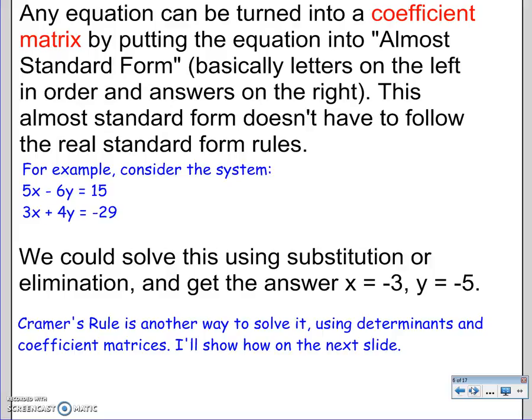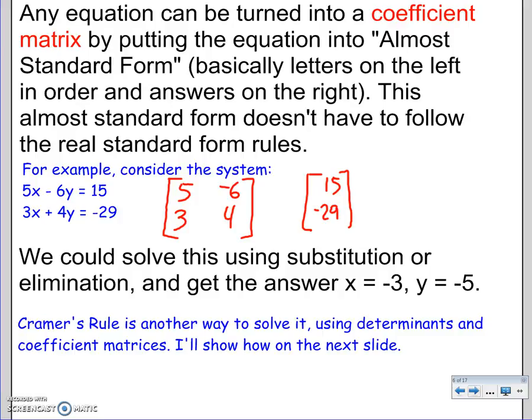Alright, so there's my system: 5x minus 6y equals 15, 3x plus 4y equals negative 29. We could solve this using substitution and elimination and get the answers x equals negative 3, y equals negative 5. But I'm going to show you how to write the coefficient matrix. I'm just going to do the numbers without letters. My first equation, 5 goes to x, negative 6 goes to y. On the bottom equation, 3 goes to x, 4 goes to y. If it helps you, our answers would be 15 and negative 29. But I can't remember the left one, so that 5, negative 6, 3, 4, we'll be using that.